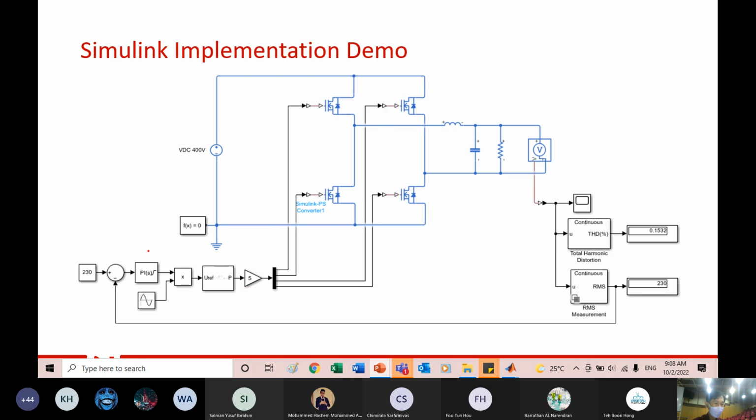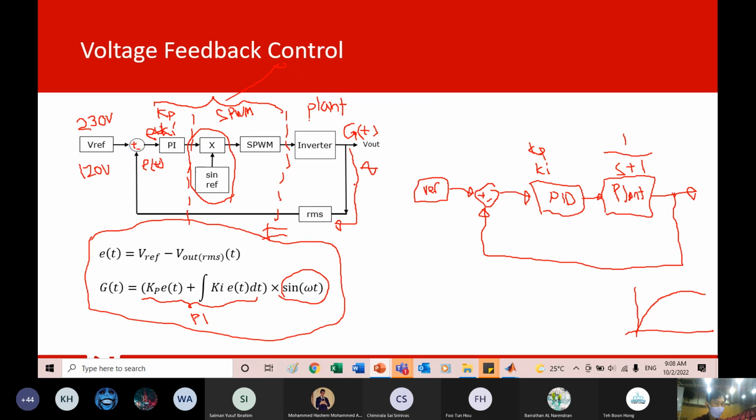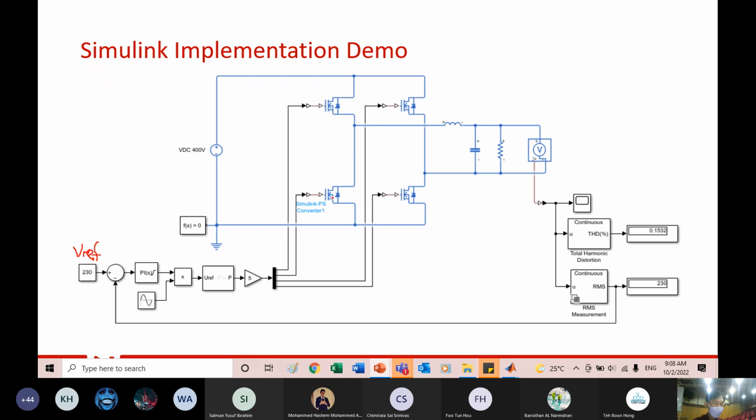Okay, so now what do we need to do? We want to set this as our V reference. V reference is here, 230, right? And then plus minus. You want to subtract the feedback, right? The feedback is going through RMS. The output of the RMS goes back all the way here to the minus.